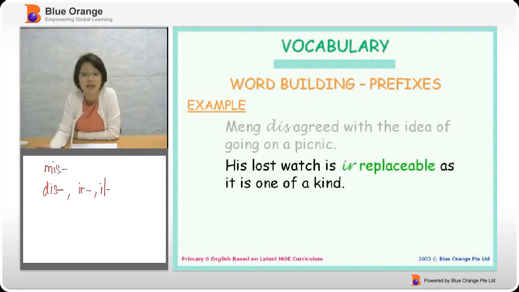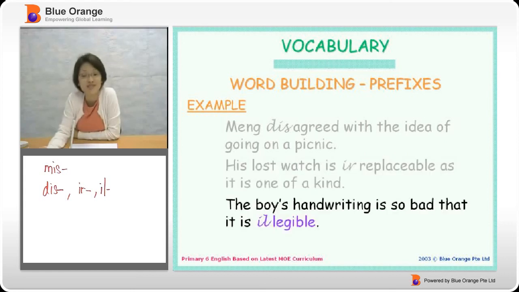Okay? His lost watch is irreplaceable as it is one of a kind. Cannot be replaced. One of a kind. You can't find another one in this world. The boy's handwriting is so bad that it is illegible. Not legible. Means cannot even read it. It's so messy.